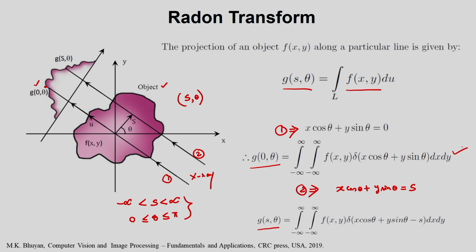So if you see this expression, g(0, theta), what is the meaning of this? g(0, theta) is the integration along the line passing through the origin of the xy coordinate and whose normal vector is in the theta direction, and that is given by g(0, theta). And like this, I am considering g(s, theta). And in this case, I am considering the Dirac delta function, because I am determining the line integral only along a particular line, along line number 1, along line number 2.